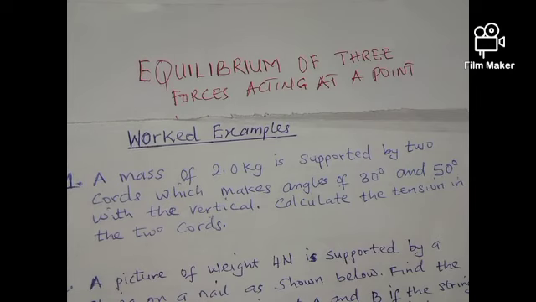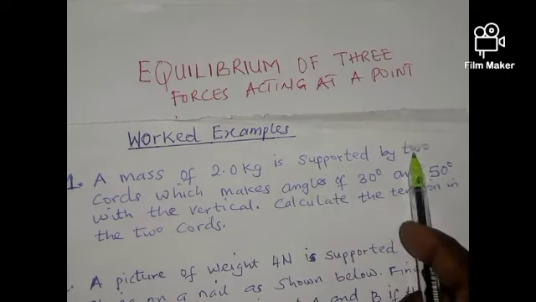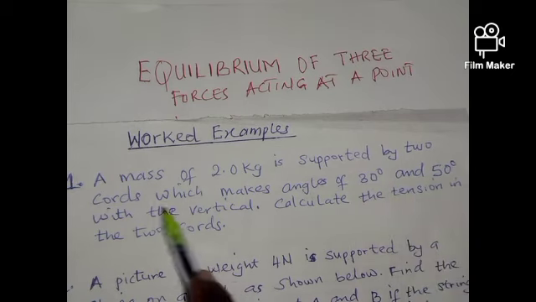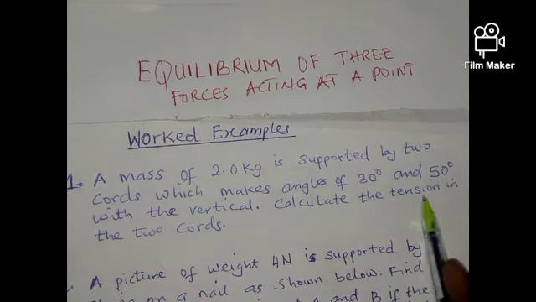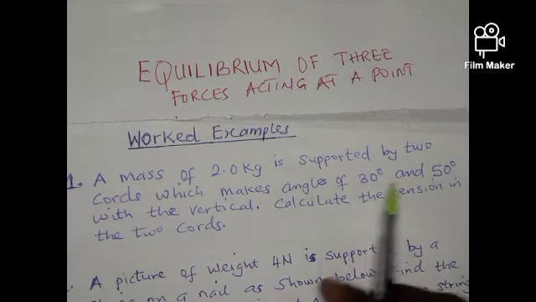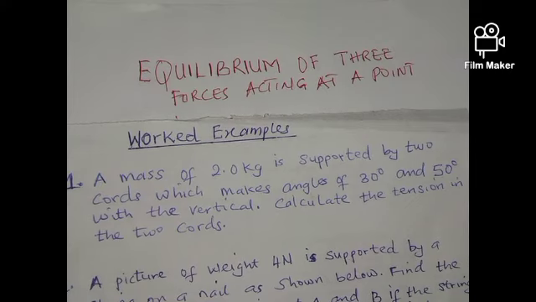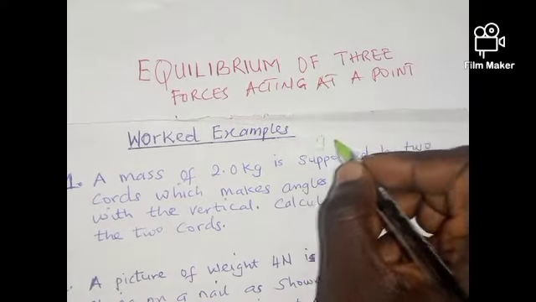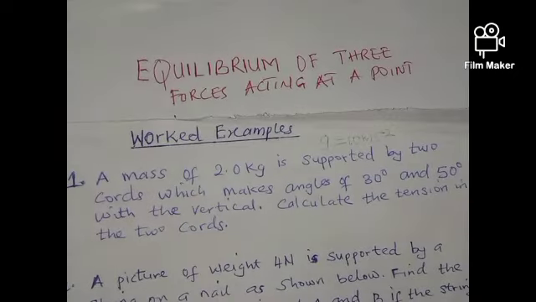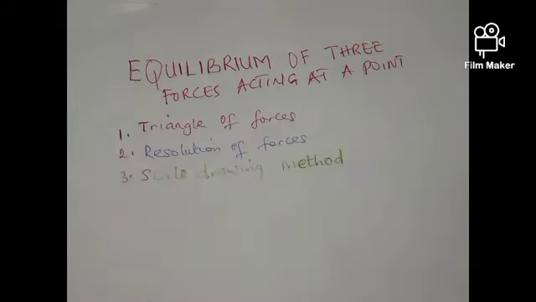So let's go through the question again. A mass of 2.0 kilogram is supported by 2 cords which makes angles of 30 degrees and 50 degrees with the vertical. Calculate the tension in the 2 cords. Obviously, because the cords are making different angles with the vertical, the tensions in the cords are going to be different. So for this problem, I'm going to be using g equals 10 meters per second squared. So that is the value I'm going to use for the acceleration due to gravity. So let's quickly get into business.